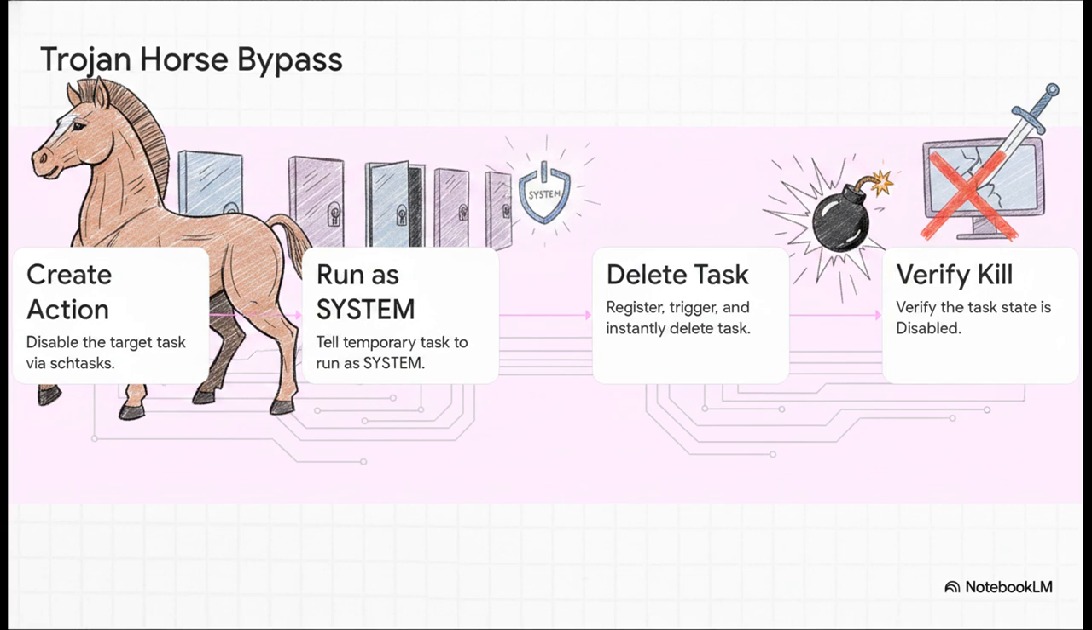No third-party tools needed. First, we create a temporary scheduled task. Next, we tell that task to run as the highest level system account. We execute our kill command right against the protected telemetry task, and then we instantly delete our temporary task to cover our tracks. It is a completely clean surgical strike.